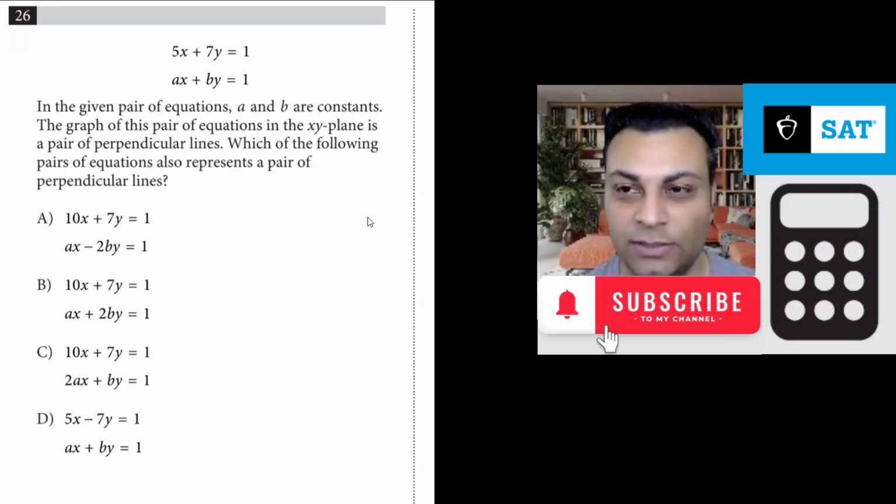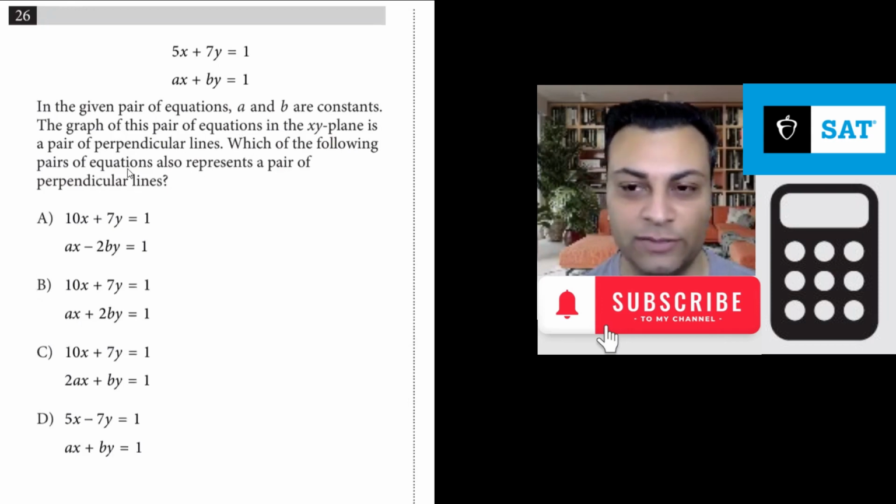Question number 26. 5x plus 7y equals 1. Ax plus by equals 1. In the given pair of equations, a and b are constants. They're just numbers. The graph of this pair of equations in the xy plane is a pair of perpendicular lines. These two are perpendicular to each other.